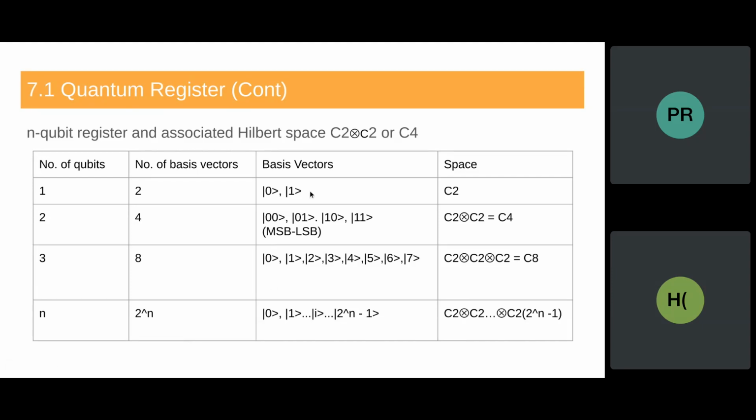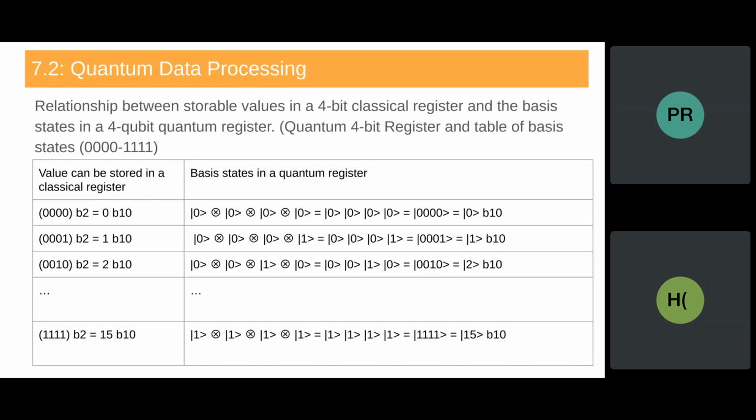The basis vectors that are required, 0, 1, 0, 0, 1, after some time it is difficult to write in decimal, so we start writing in binary, and you can keep on going up to 2 to the power n minus 1. So the n qubit register and the associated Hilbert space, and the basis vectors also, keep increasing. So we have to talk about what quantum data processing is. Let me focus on quantum data processing.